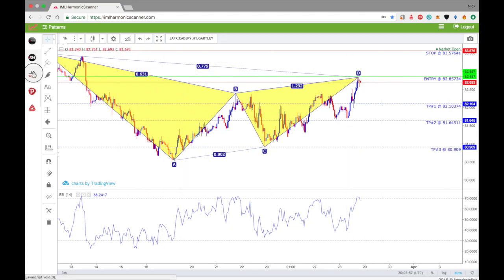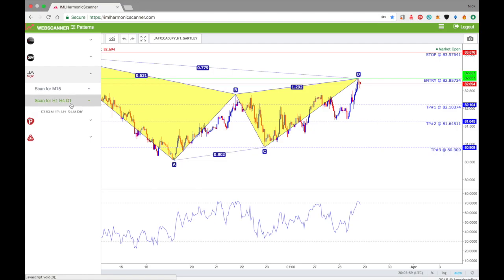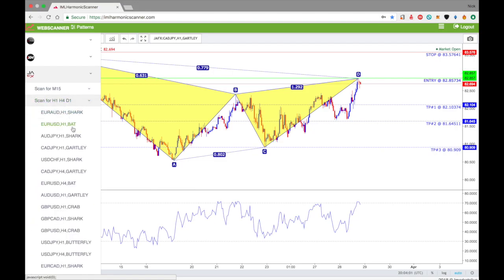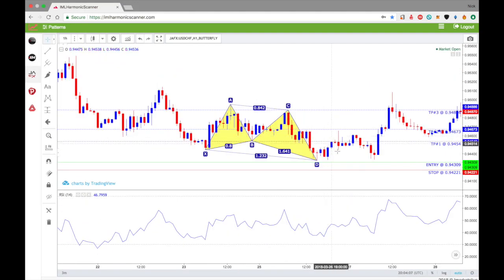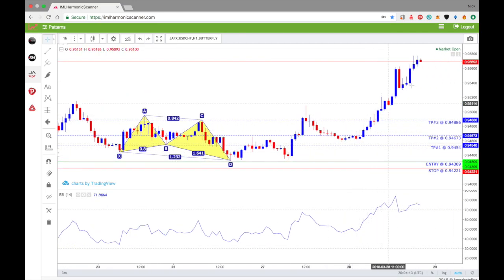Okay, so let's look to the left-hand side again, JAFX. So we did Euro AUD, we did Euro USD, we did Audi JPY, we did CAD JPY. Let's look at USD CHF. Okay, great. So this would have been at point D exactly, would have been a market execution. But guys, this trade already ran its course. Nothing we can really do.